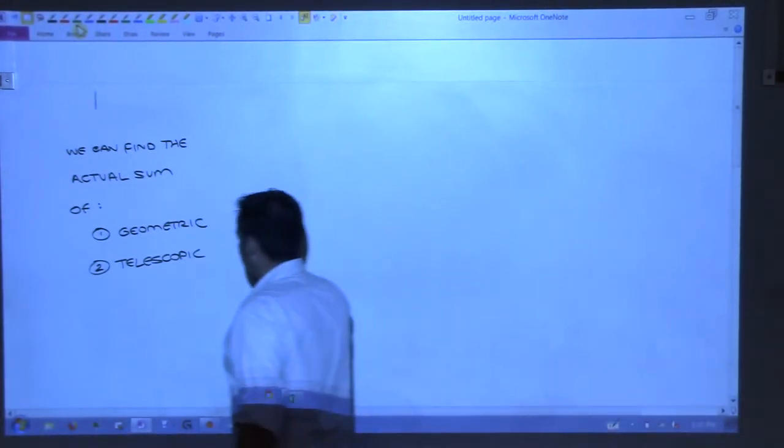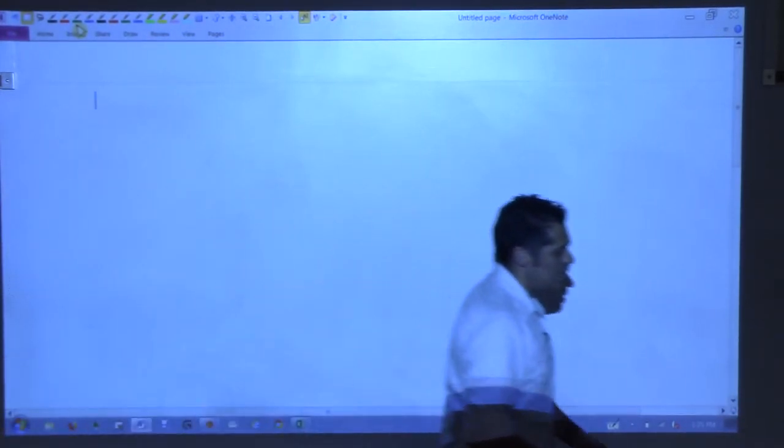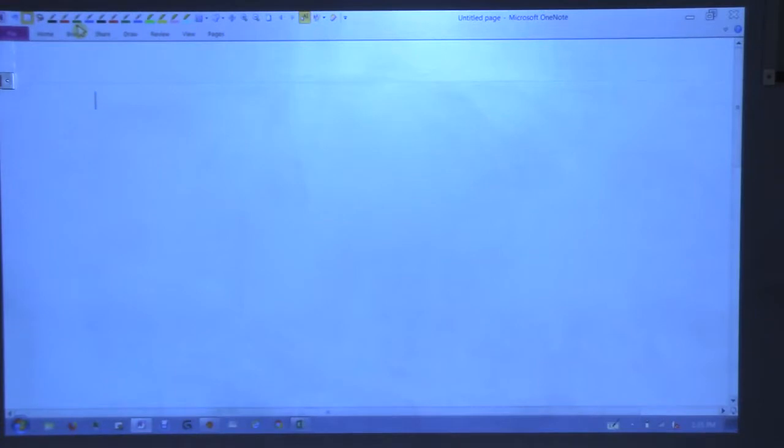All right. Let's take a look at another type of telescopic. I don't think I'm going to work through this, but I want you to see another version of a telescopic.